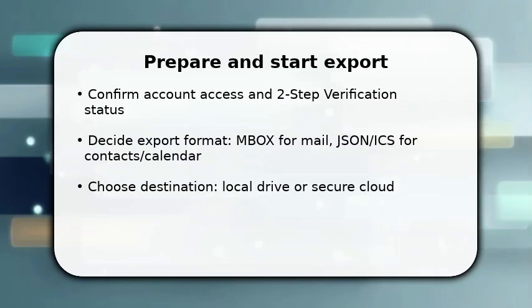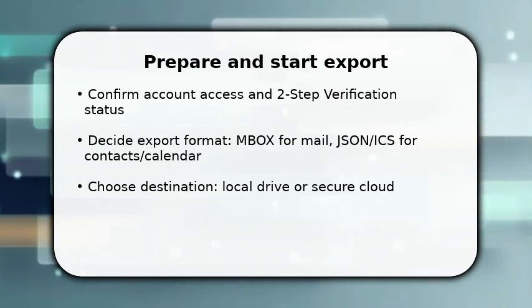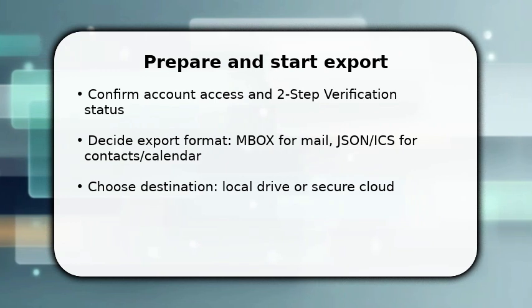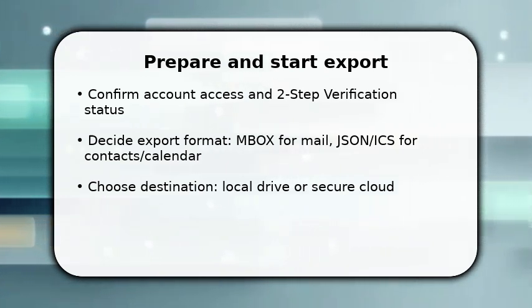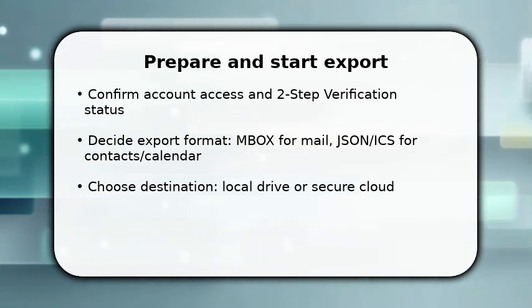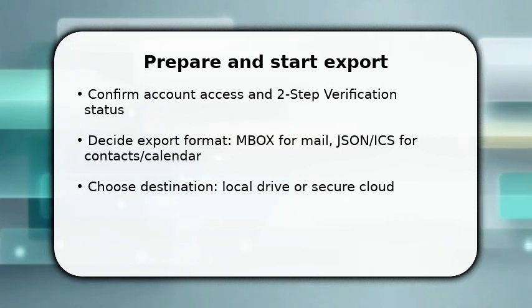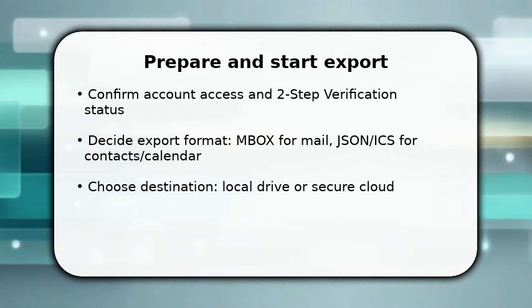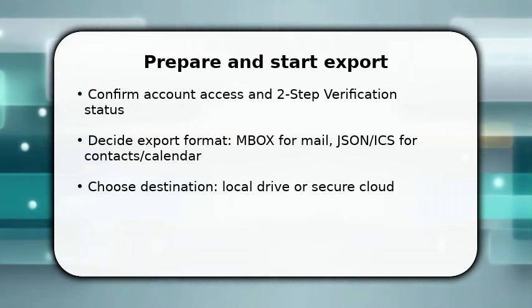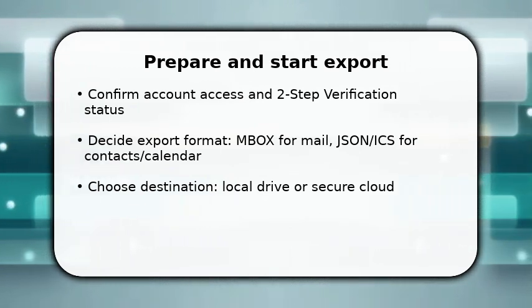You'll begin by confirming you can sign into the Gmail account and that two-step verification is handled. This avoids interruptions. Once signed in, open Google Takeout to select data, pick Mail as Mbox and Contacts/Calendar as JSON or ICS. Make sure to choose a destination now, either download to a local folder or push to a cloud storage provider. This first move sets your export scope and storage plan, so take a minute to verify file format and destination before creating the archive.